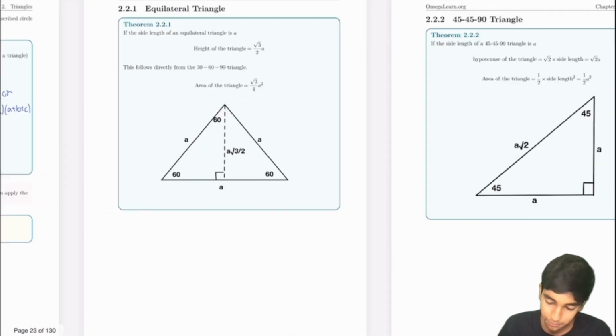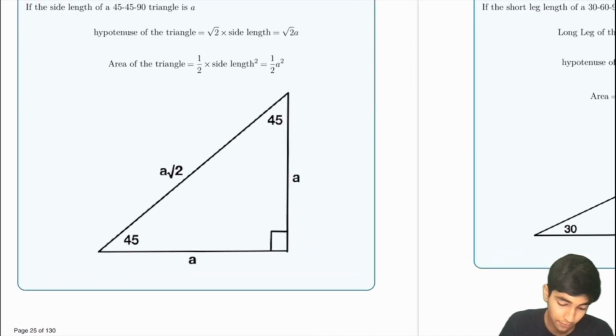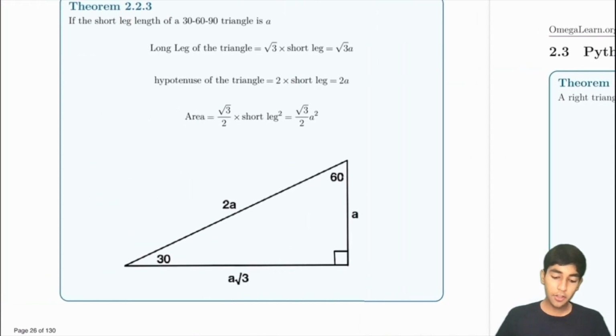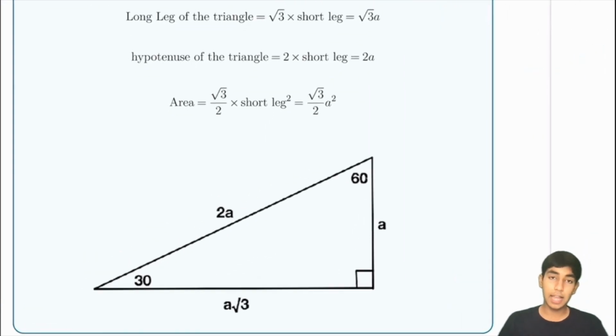So before the equilateral triangle, let's take a look at 45, 45, 90. So a 45, 45, 90 triangle has two angles of 45, one angle of 90. If it has two side lengths of length A, its hypotenuse will be root 2 times that, so A root 2. And the area of that triangle is just A times A divided by 2, because A is the height and A is the base.